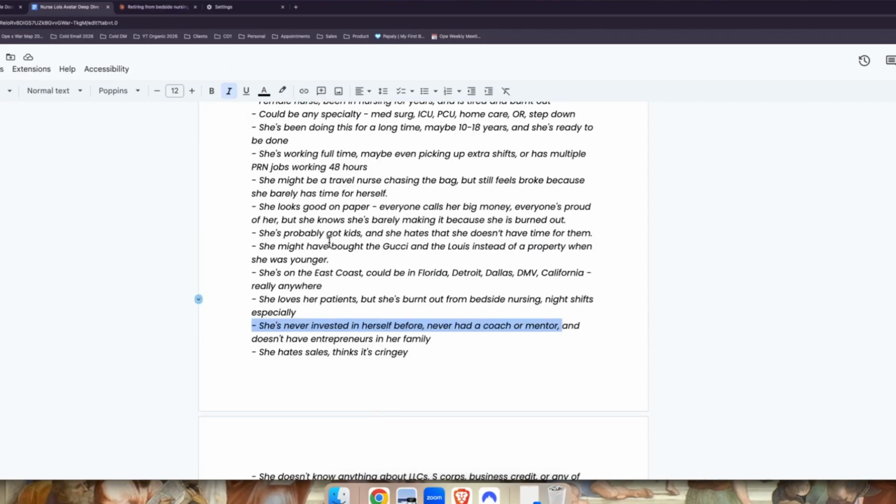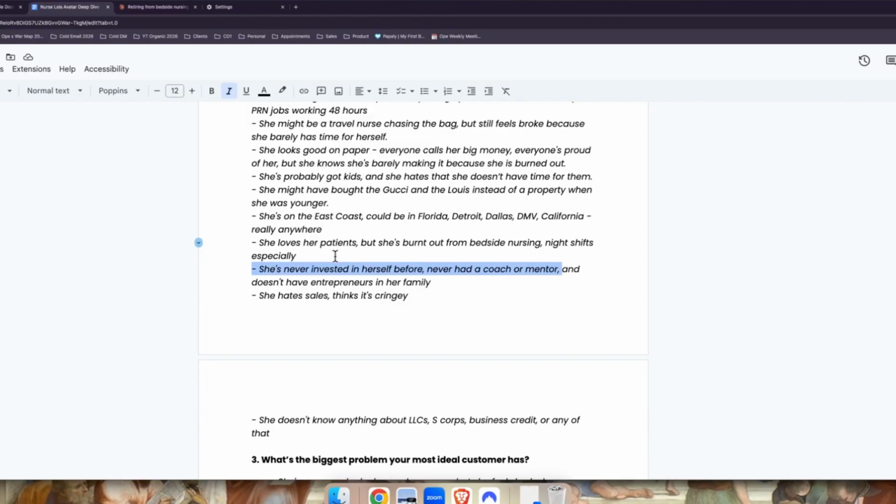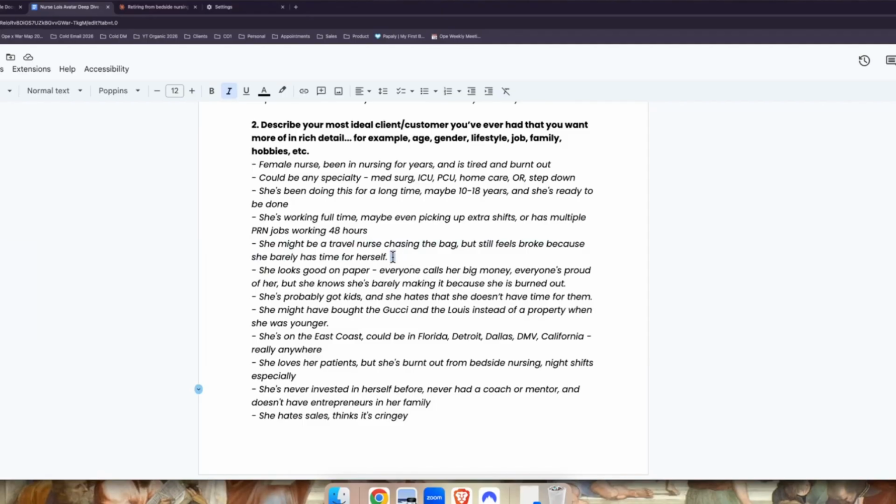You can see how this process works: if you're looking at your avatar sheets, ideas will just be coming as you're doing this. And then you're just getting more ideas from other ideas, from other ideas, and so on and so forth. So this is the angle I want to use. I want to tackle the travel nurses here who are negotiating better prices, who are making money, but they still feel broke because they barely have time for themselves. So I want to tackle the travel nurses in this ad, and this is the angle that I'm going to use.